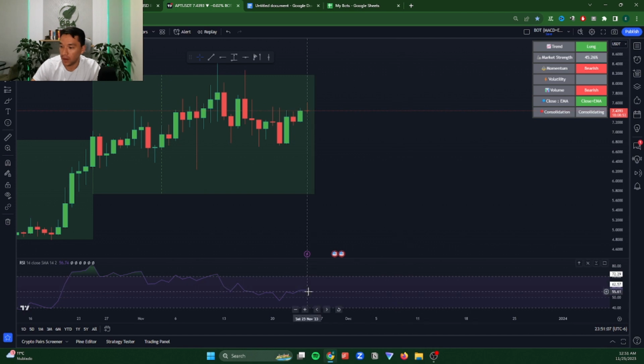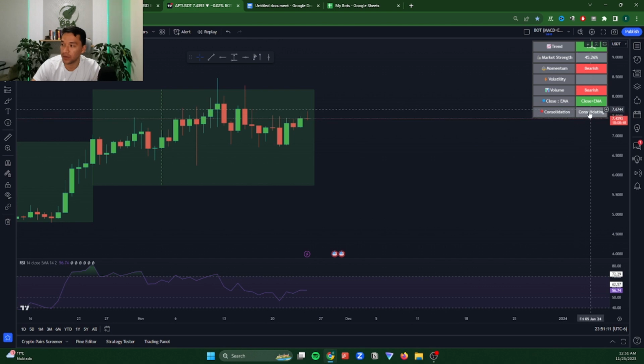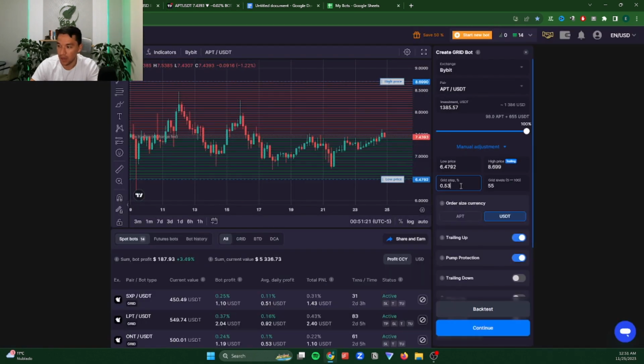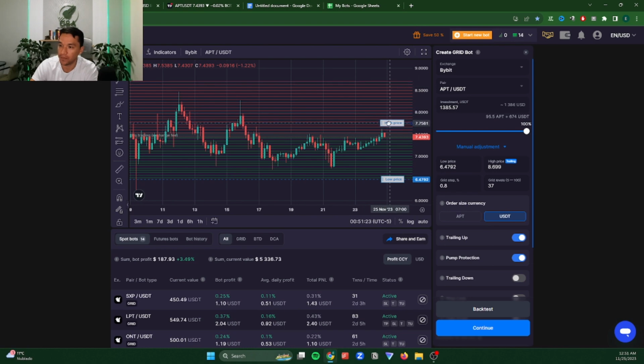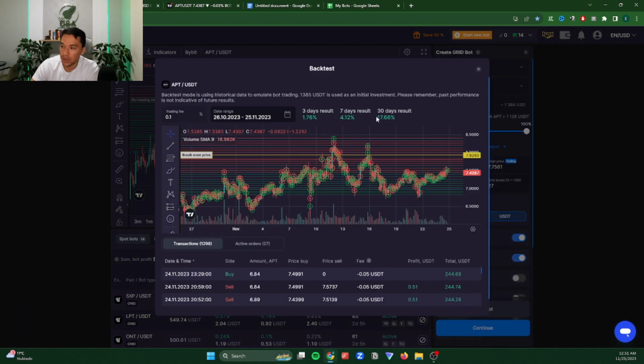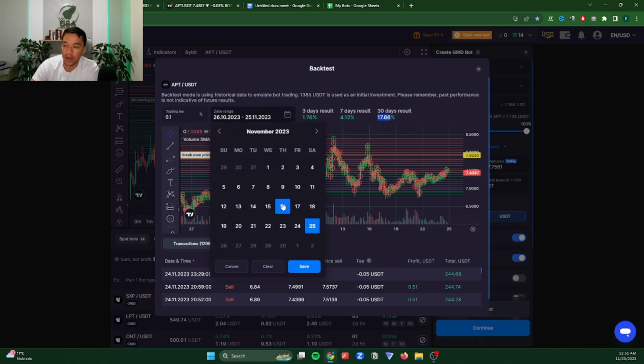And we have a RSI a little bit higher than what we are looking for, but the consolidation is on, trend is long, and the close EMA is also good to go. Let me do a quick backtest to see how well it could have performed, and based on that, I'll make a formal decision. So 17.66%, so pretty similar to ING.